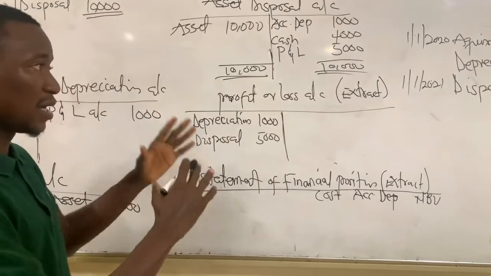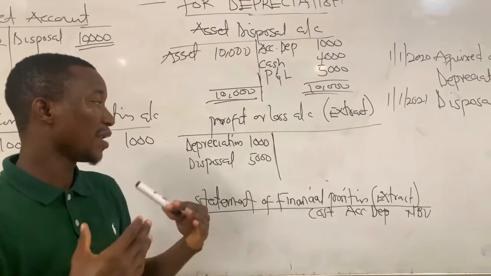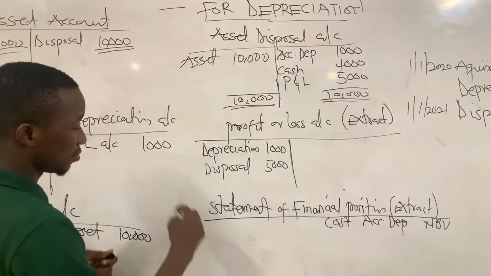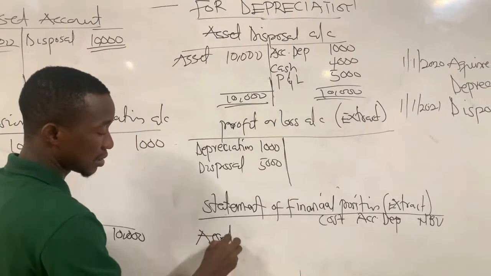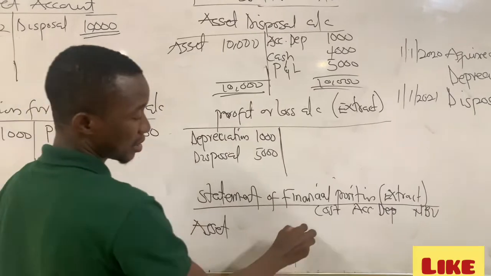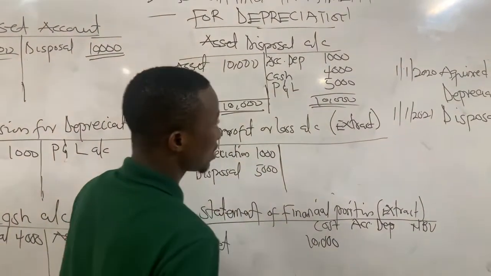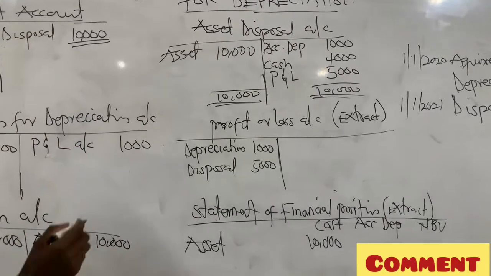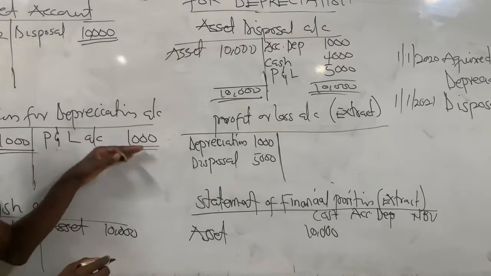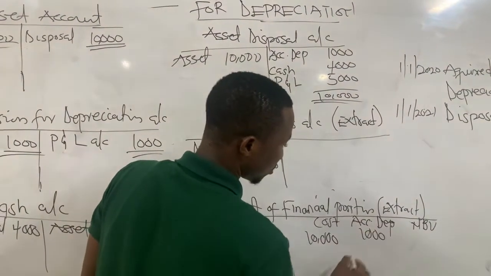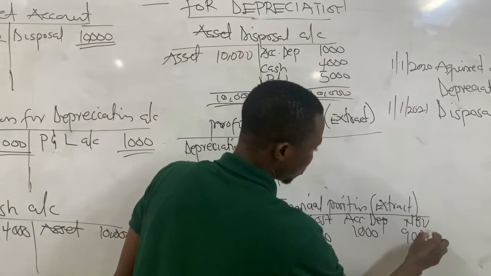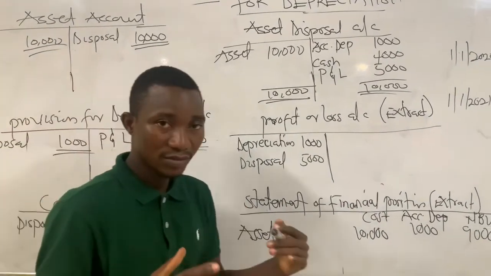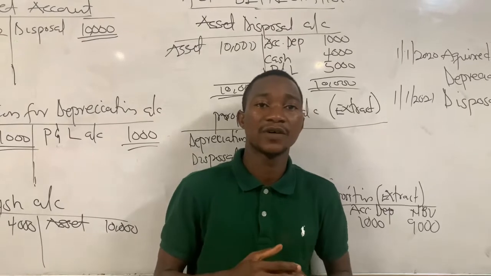Alright. So from this analysis, if you are asked to make a statement of financial position extract, you just come and bring the assets. That is, under non-current assets, the cost of the asset is 10,000, and its accumulated depreciation over the years is 1,000. But mind you, this account has been closed. Then you bring the accumulated depreciation. Then the net book value will be 9,000. So basically, this is how the double entry for depreciation, or the accounting treatment for depreciation, goes.